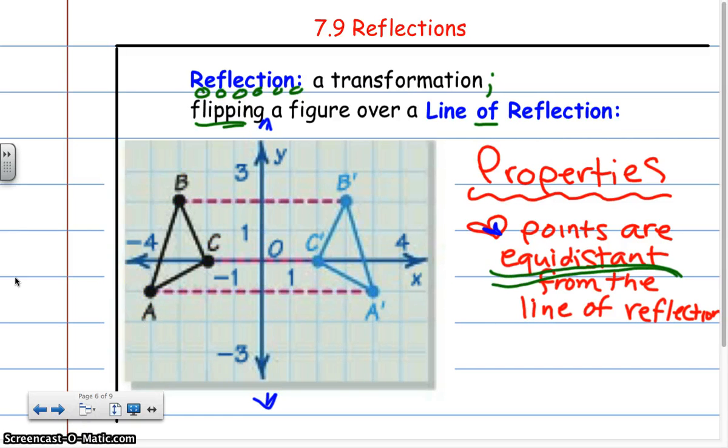All right. I'm not a big visual person. I can't personally imagine flipping my triangle ABC to receive A prime, B prime, C prime. But a lot of students, you are amazing, and you can imagine and visualize that flipping. I use my property that the points are equidistant from the line of reflection.